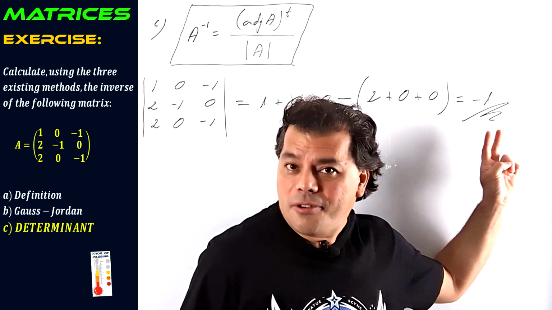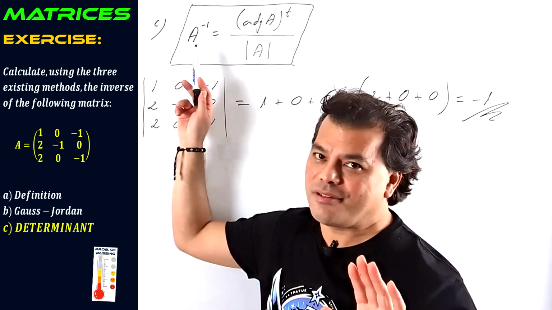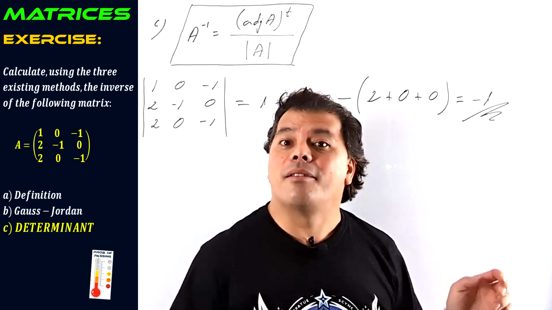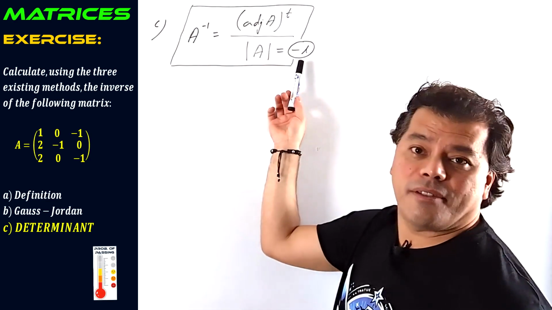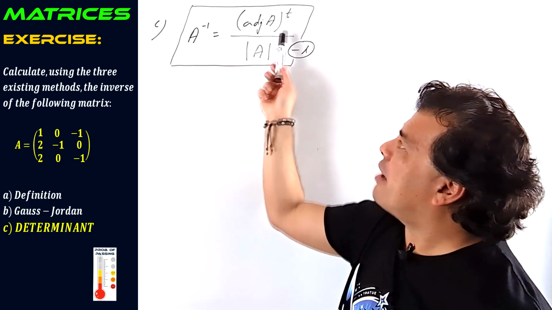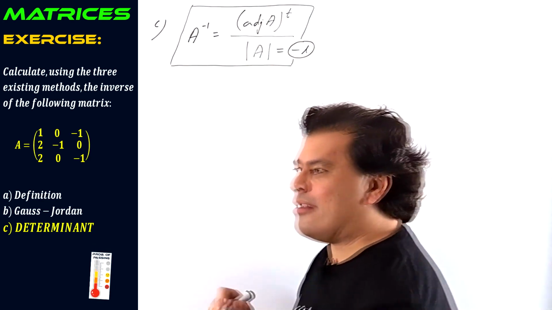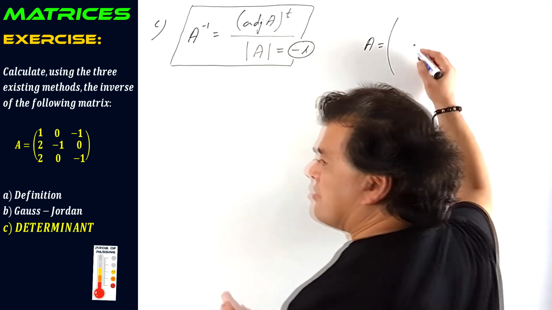If it was 0, we should stop the video and say that our matrix doesn't have inverse. But as it is not 0, but -1, the party continues. As I ran out of space, I noted here the result. And now it's time to calculate the adjugate matrix. How are we going to do it? It's very easy. First of all, let's write our matrix.